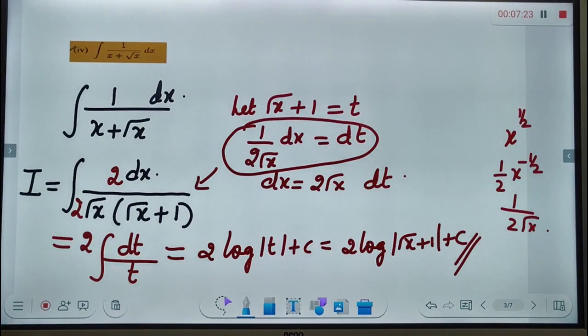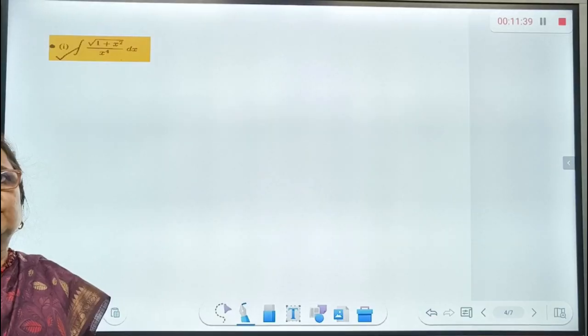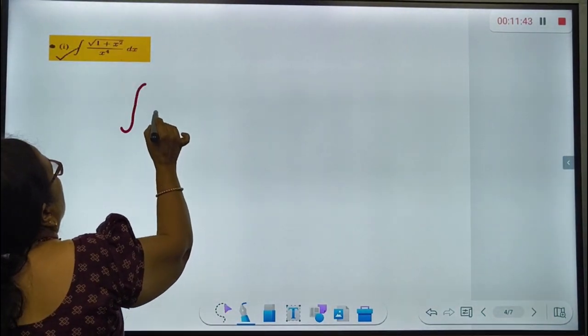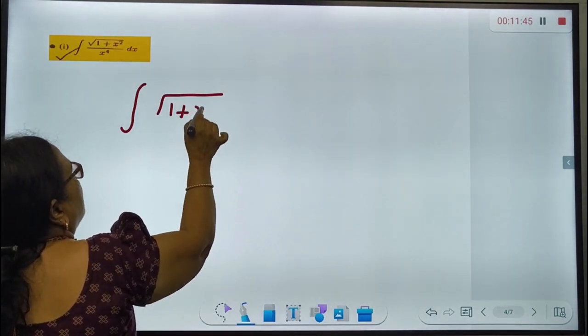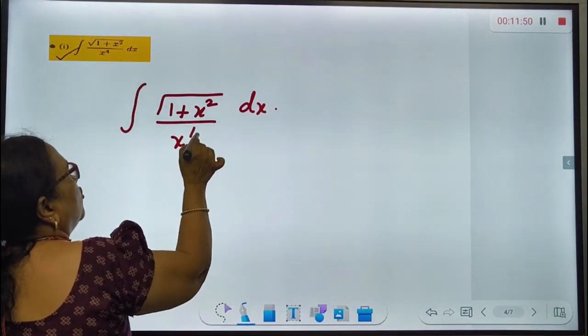I hope you are all able to follow. It's a very simple problem. So, this substitution works. Let's look at this problem: integral of root of 1 plus x square dx by x power 4.